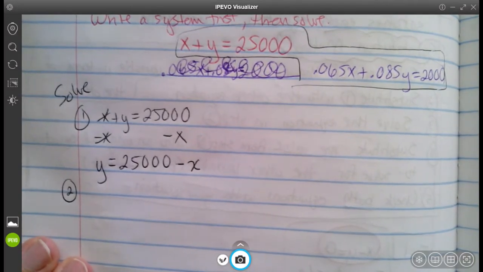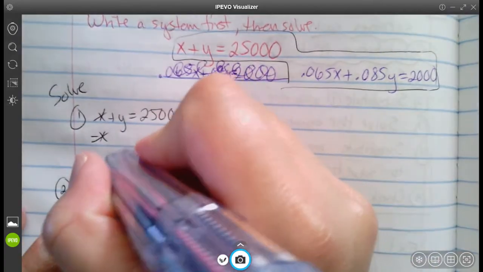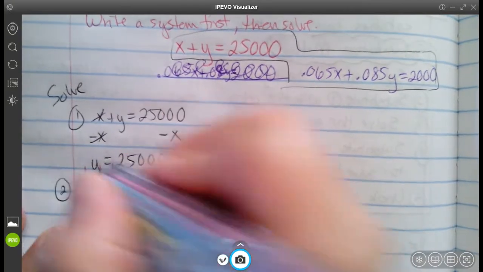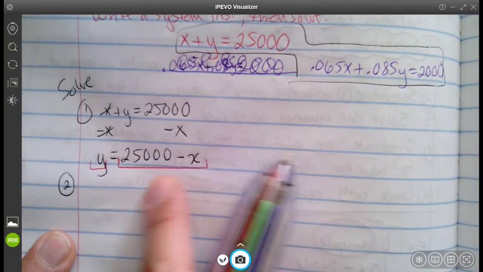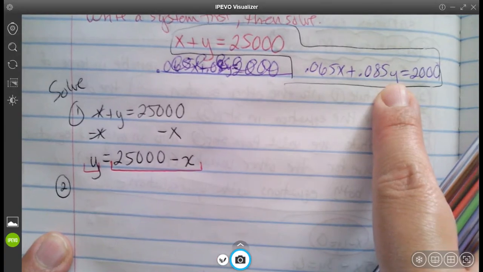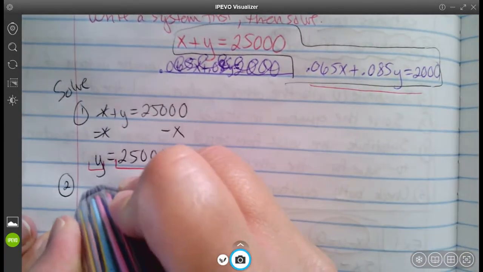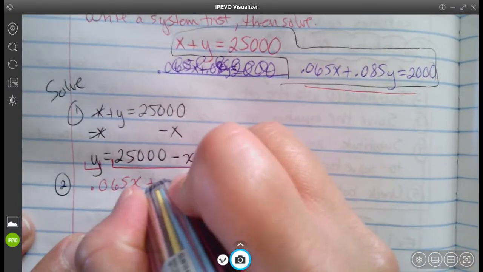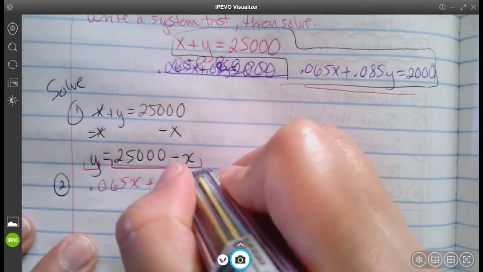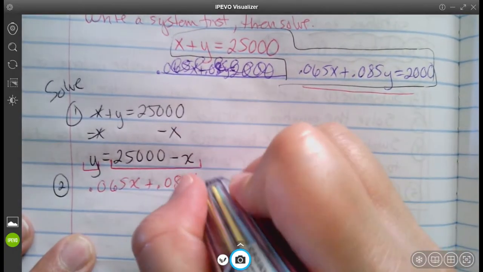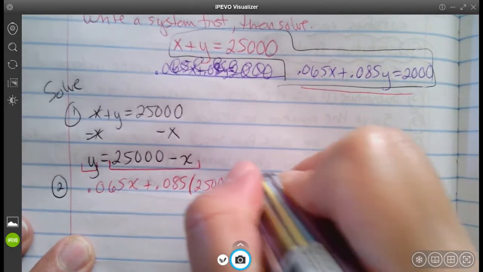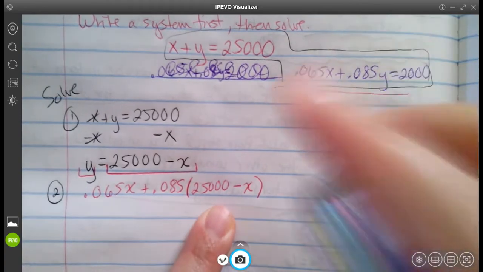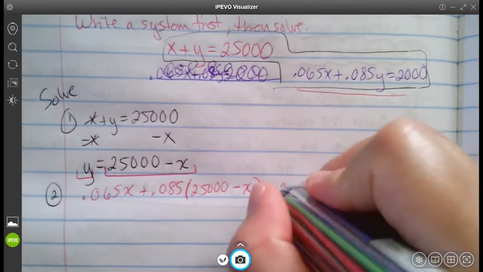Step number 2 is to substitute this into the other equation. Let me show you what I mean, because the first example was kind of an easy one. Now we have all of this is equal to Y. So I'm going to take all of this and plug it into the other equation. 0.065x plus 0.085, but instead of y, I'm going to put all of this, 25,000 minus x, replacing the y that was here, and all that is equal to $2,000.